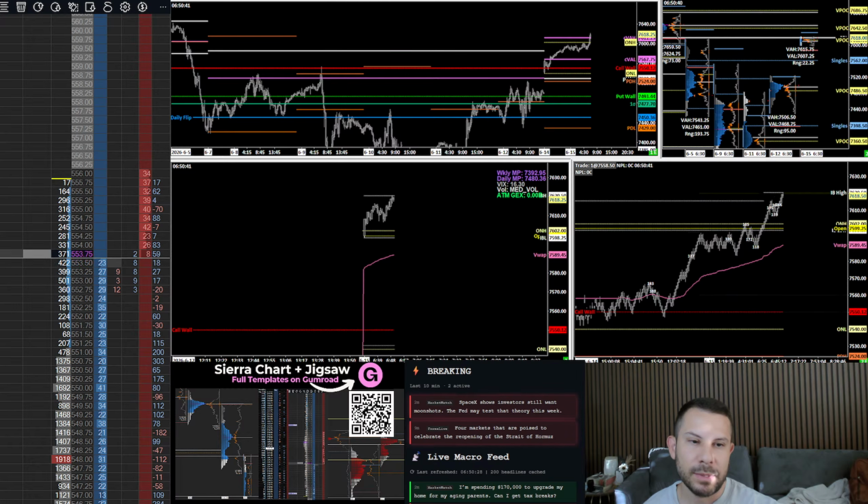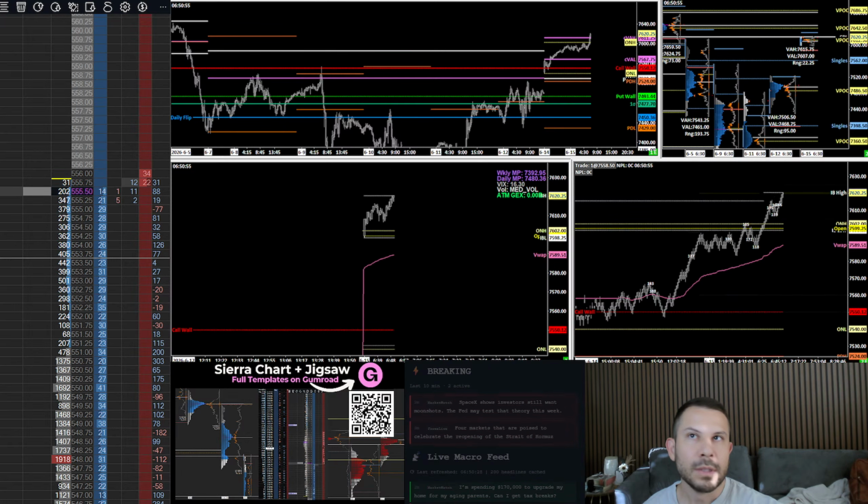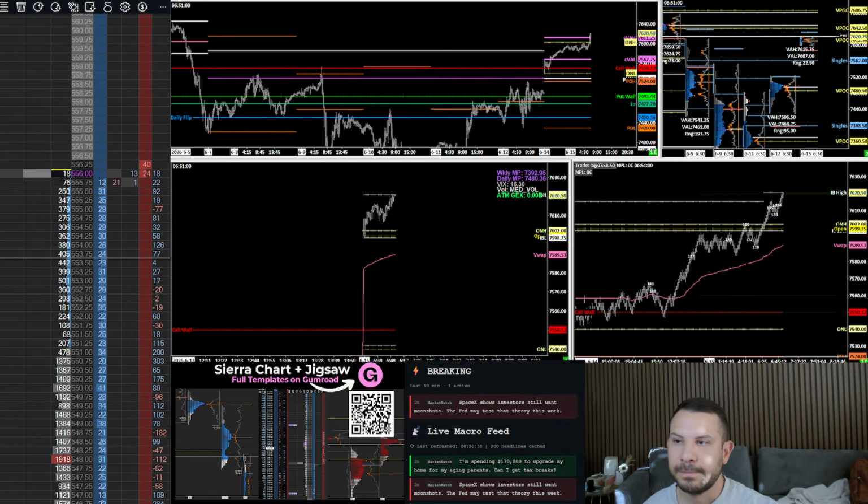Just wait for VWAP or the IB low. Those are the only two areas that I'm going to be able to reference. I trade along every pullback. Okay, cool. Yeah, you might get strong momentum, so that might work for sure. We're above the first standard deviation.